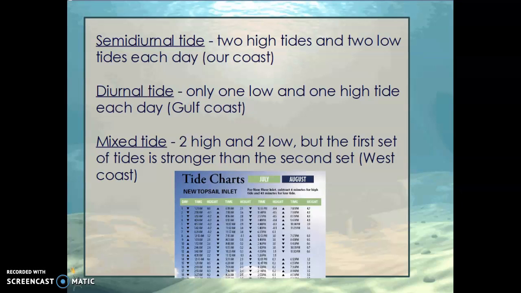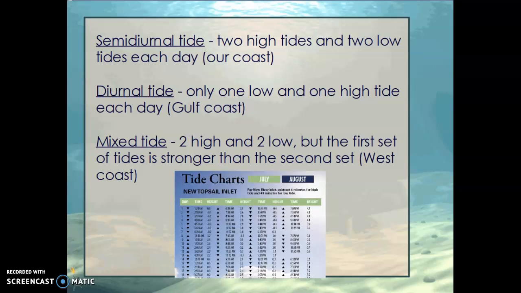So diurnal tide literally means once a day. That's when you're going to have 1 high and 1 low tide a day. So every 12 hours the tide changes, whereas ours is every 6 hours. Diurnal tides can be found in the Gulf Coast, like Texas, Louisiana, the panhandle of Florida, things like that.